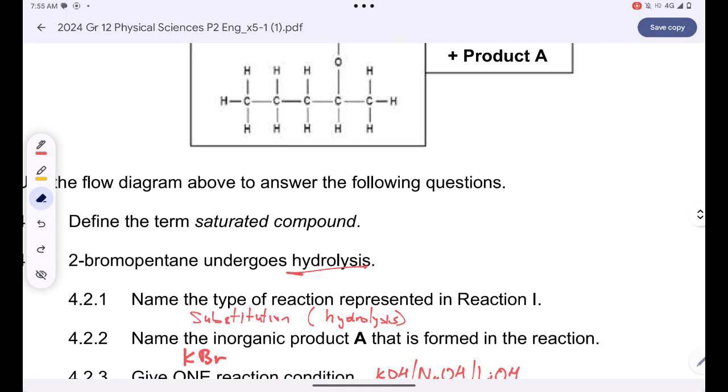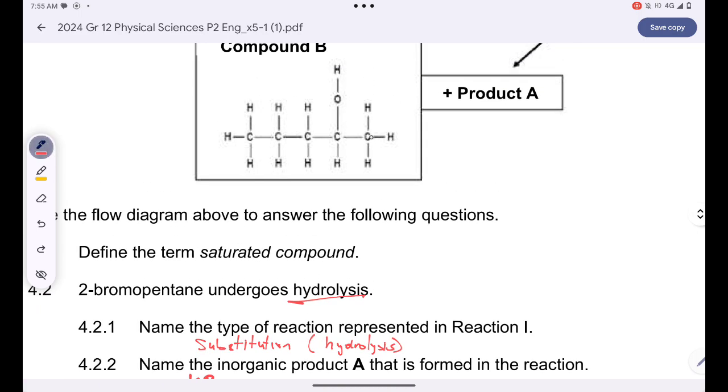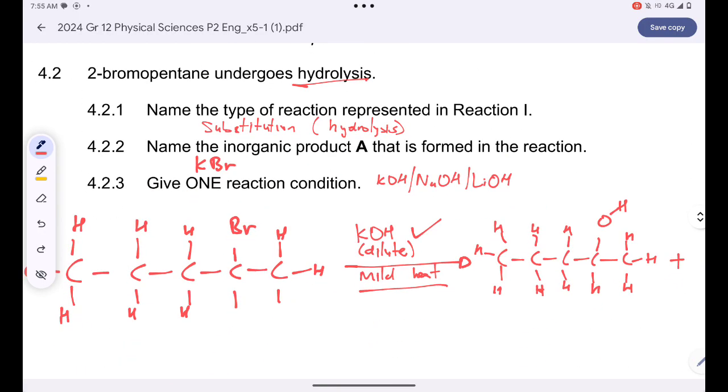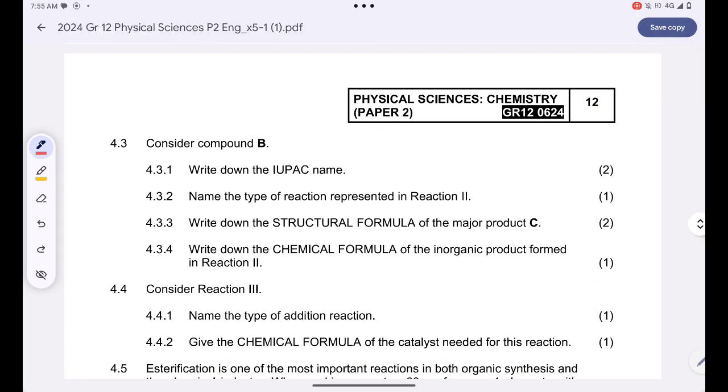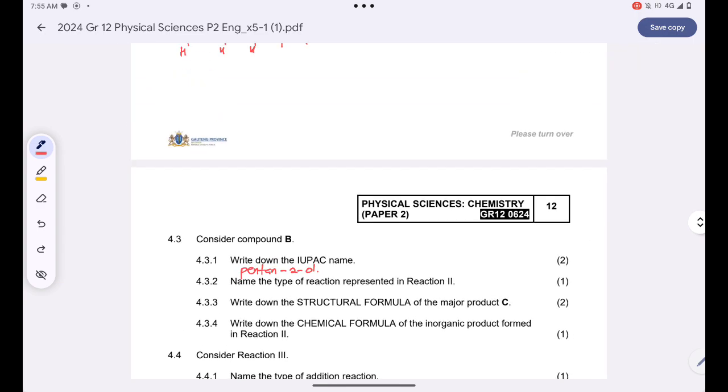For the IUPAC name, I must start numbering my carbons from the terminal which is closer to the functional group. So this will be carbon number 1, 2, 3, 4, and 5. The parent chain is 5 carbons, so the prefix will simply be pent, né? So whenever I name this, I'll simply say this is pentane-2-ol, because the functional group is on carbon number 2, né? It's just pentane-2-ol.